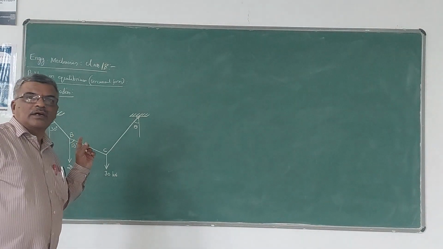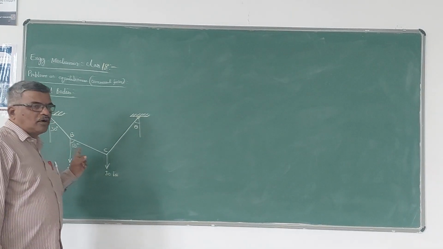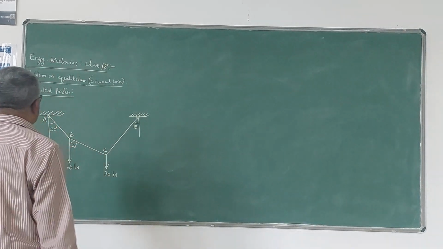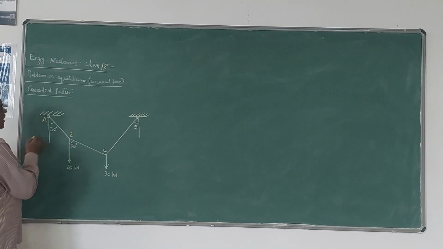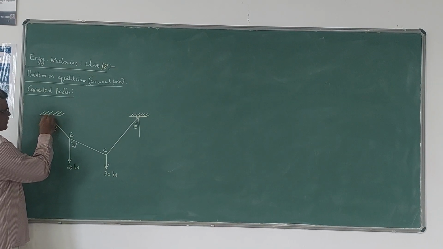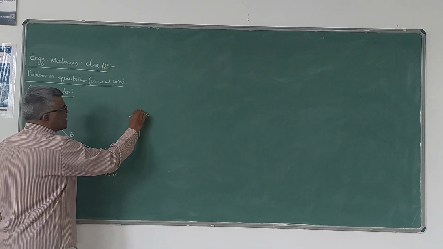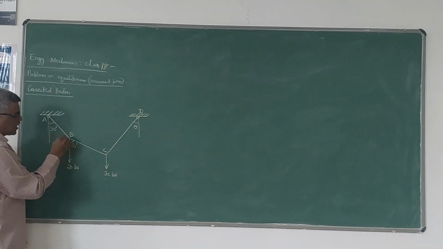So in this class, I will discuss a problem of equilibrium of a connected system. Connected bodies means, for example, here I have taken an example of cables. There are three cables here, AB, BC and CD. These three cables are connected.